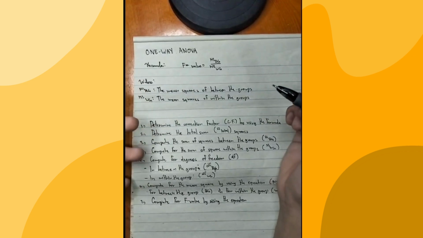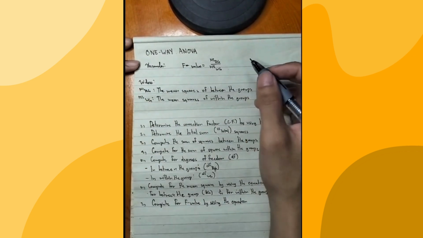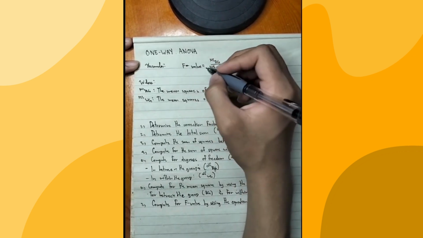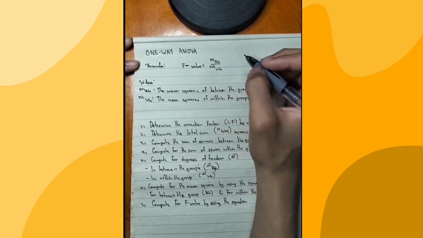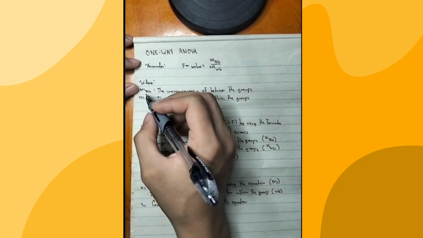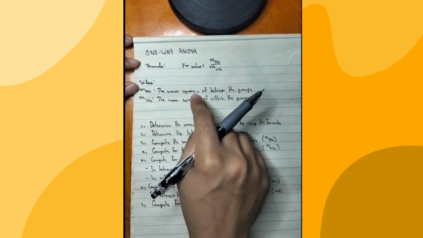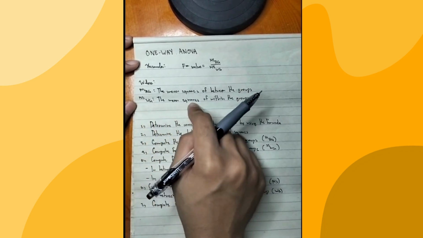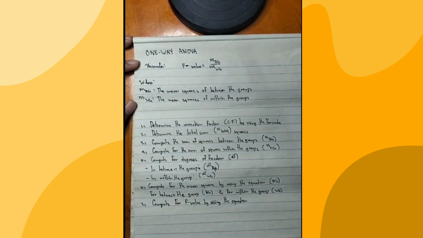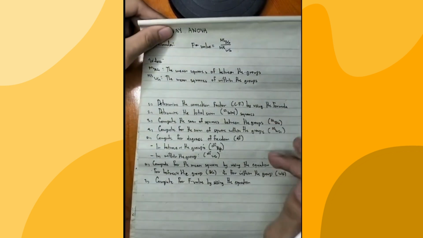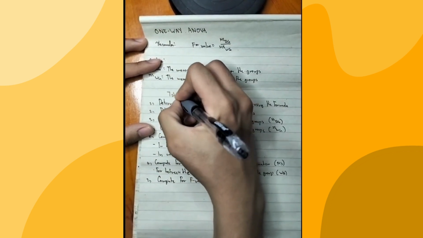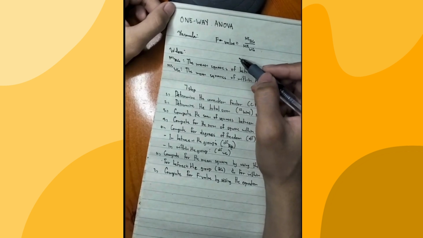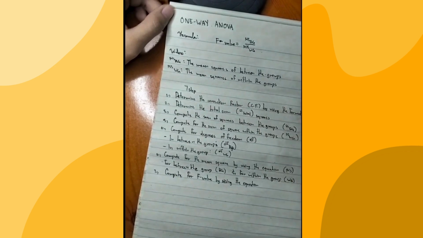To solve the one-way ANOVA, here's the formula for the calculation. The F value equals MSBG divided by MSWG, where the MSBG is the mean square between the groups, while the MSWG is the mean square within the groups. But at first, we're going to solve the 7 steps to get the one-way ANOVA. By the way, guys, this formula of F value is step number 7 or the last step.